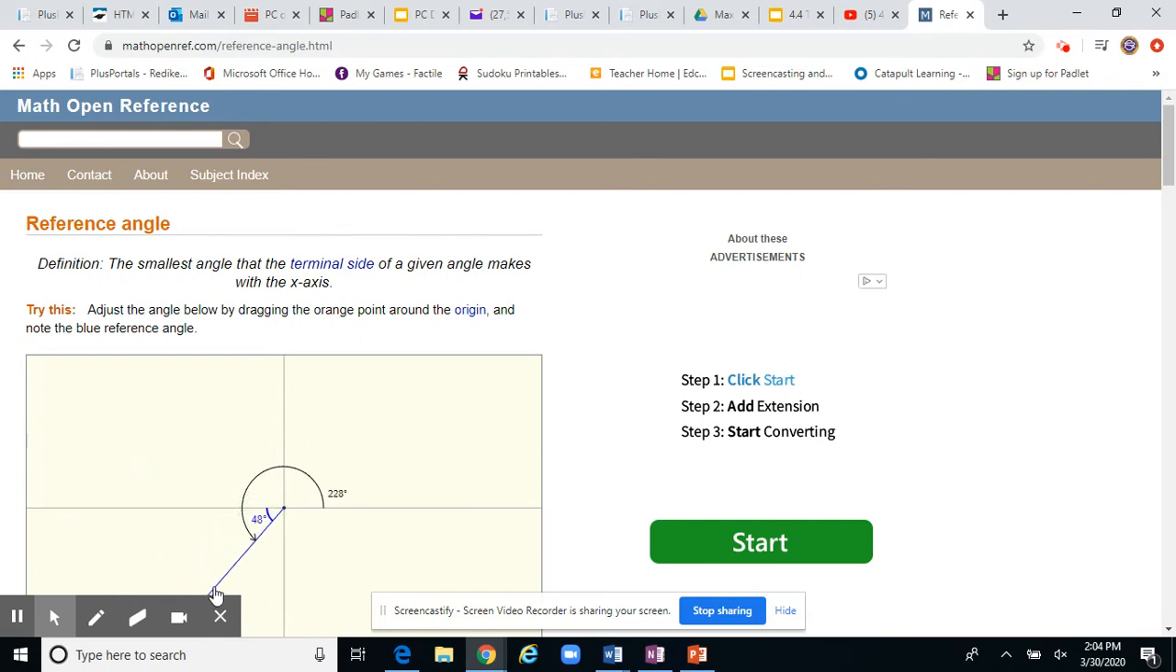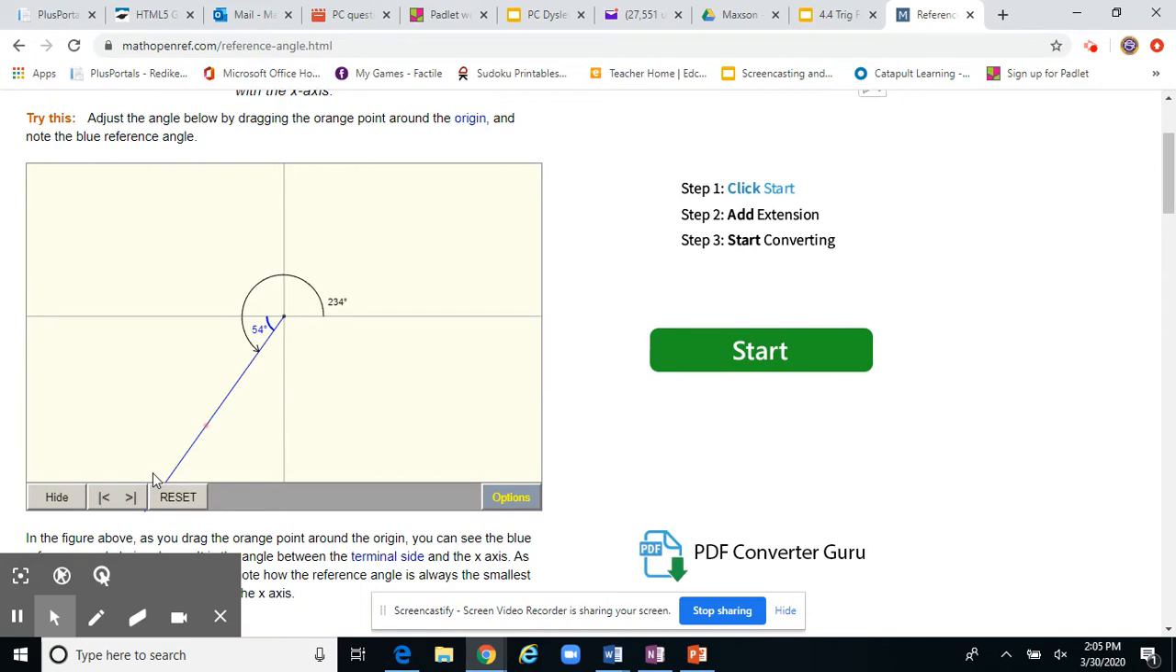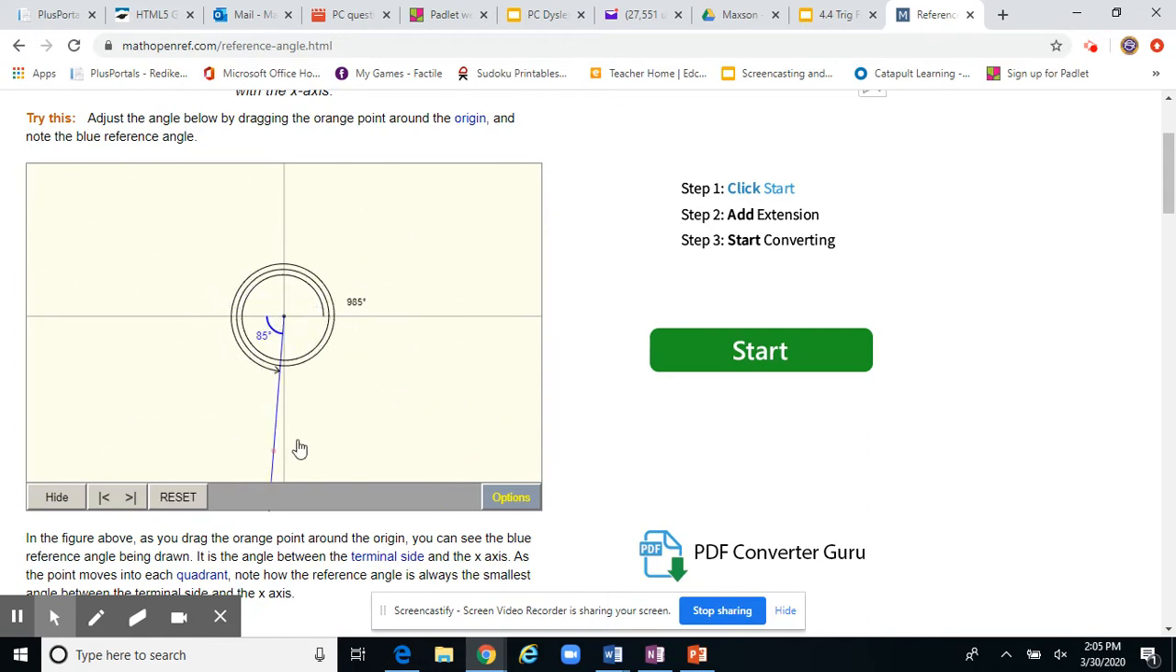If we go to the third quadrant, 234 degrees has a reference angle of 54. If we go further down here to the fourth quadrant, 310 degrees has a reference angle of 50 degrees. So we can also do multiple circles around. So here, 1,055 degrees has a reference angle of 25. This is kind of a cool website. I have it in the PowerPoint, and it shows you all of the different reference angles.